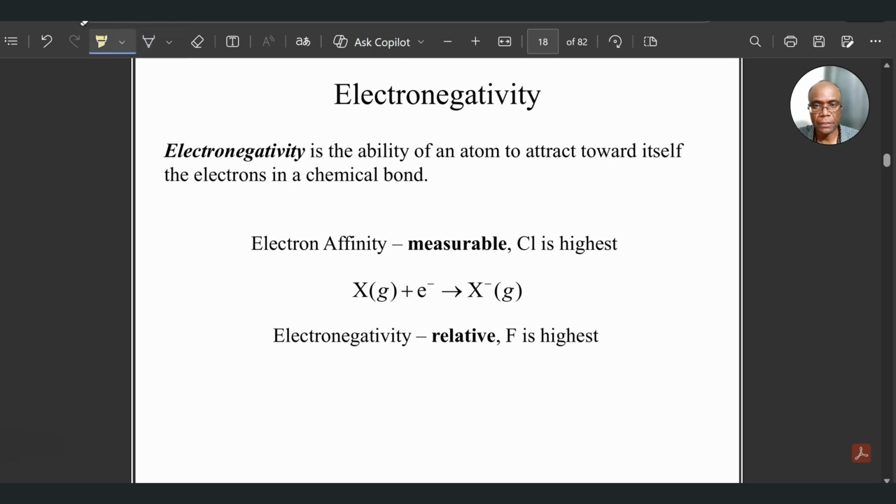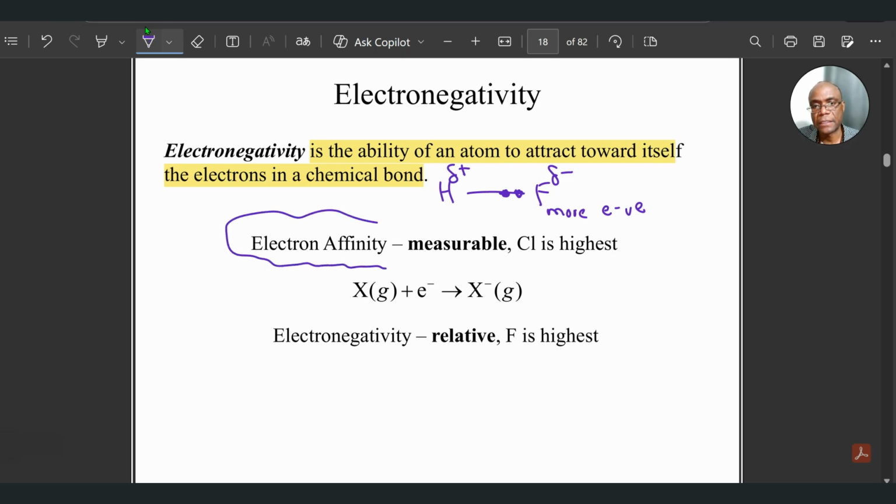Electronegativity, we discussed about this in an earlier lecture, is the ability of an atom to attract towards itself the electrons in a chemical bond. And like we said, if you are to compare H and F, F is more electronegative, so the bonding electrons will dwell very close to fluorine than hydrogen, making the fluorine partially negative because electrons are negatively charged. Hydrogen will be partially positive.